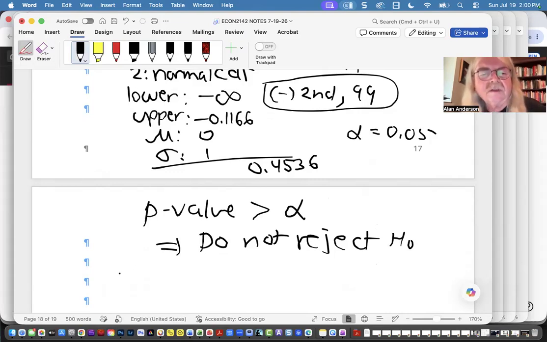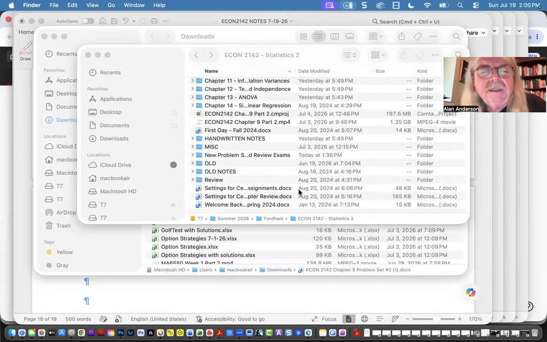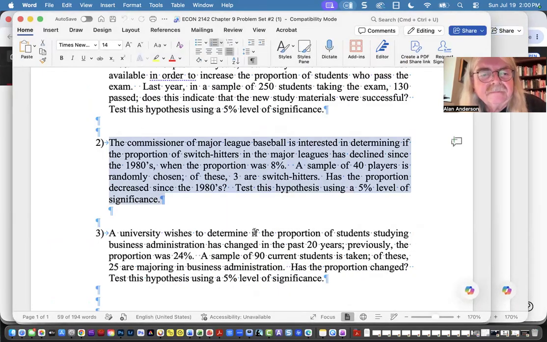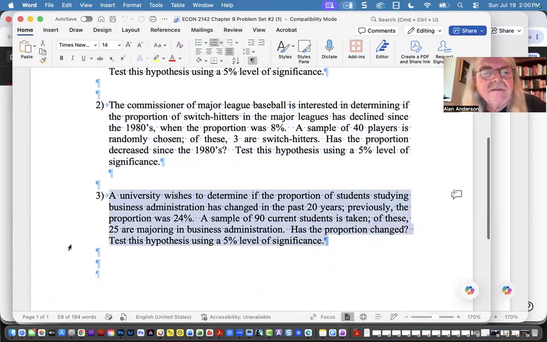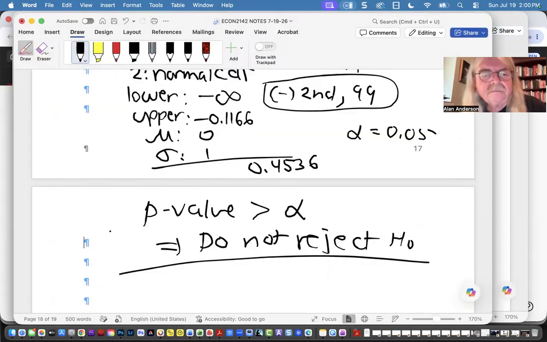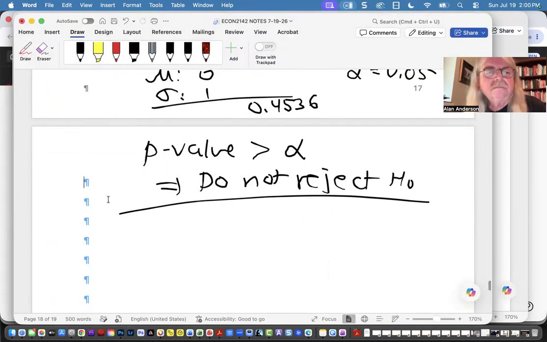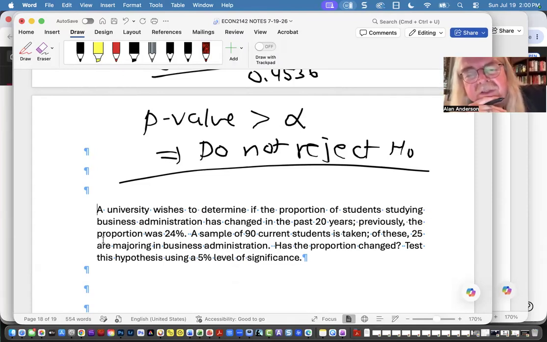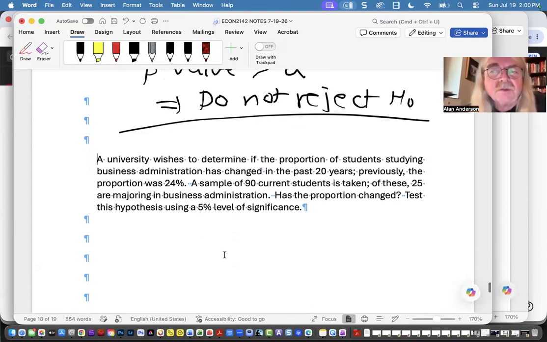All right. So there's one more. There we go. So a university wants to determine whether the proportion of students studying business administration has changed in the last 20 years. Previously, the proportion was 24%. Now, if you notice this time, they just want to know if it's different, not greater, not less, different. And that makes it a two-tailed test.